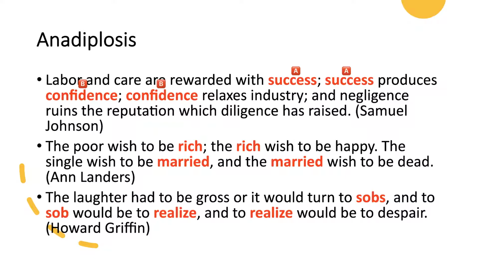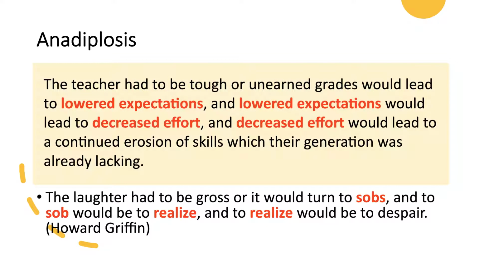So let me show you an example of how I would imitate this last example by Howard Griffin. And I put this together. So here I'm going to imitate the structure without imitating the content. I'm going to come up with my own creative content here. The teacher had to be tough or unearned grades would lead to lowered expectations. Now, I've ended my first clause with lowered expectations. So lowered expectations has to begin the very next clause.